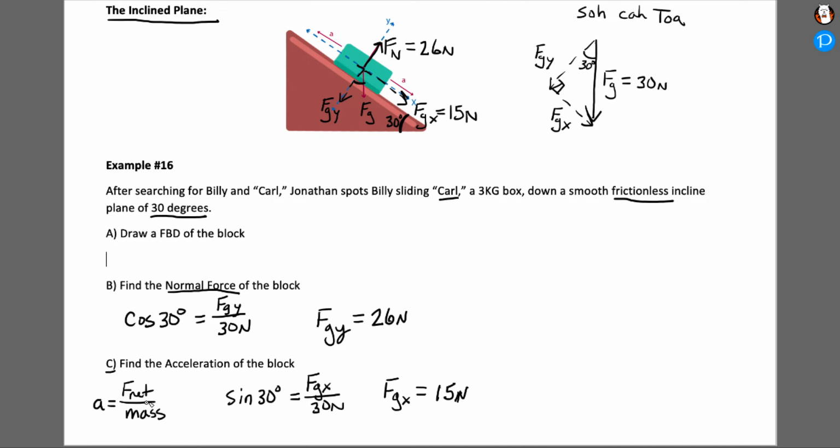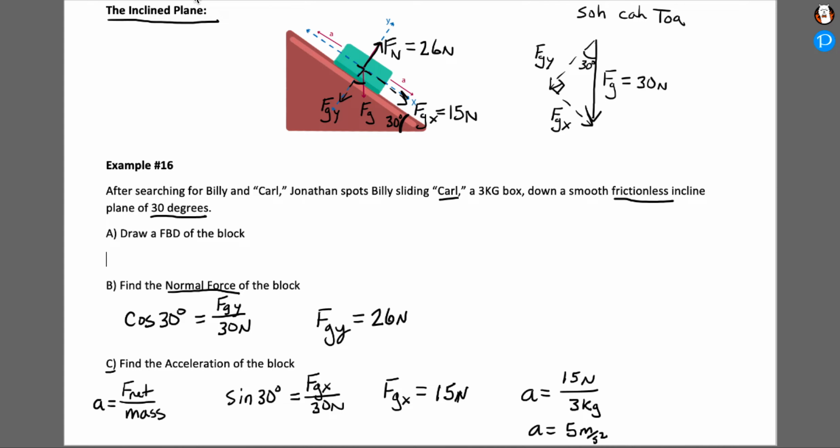So to find the acceleration, I just have to plug those numbers in. Acceleration would be my net force of 15 newtons pulling it down the hill, divided by the mass, which is 3 kilograms. And so my acceleration is 5 meters per second squared. Remember that newtons per kilogram is the same as meters per second squared. They're both units for acceleration. And so there's my final answer, 5 meters per second. Or sorry, 5 meters per second squared.